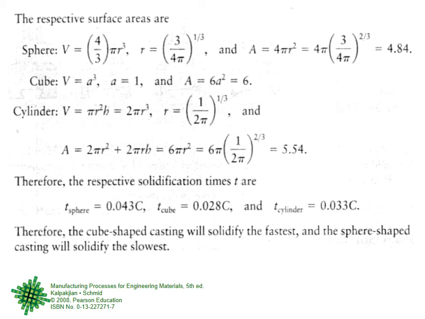And C is a constant if the metal is the same, if the sand is the same and so on, and only the shape is different. Then the constant C is the same for all of them. Therefore, as we see in this answer, so much C, so much C, so much C, it does not matter. C will be the same. So now this is a good example.